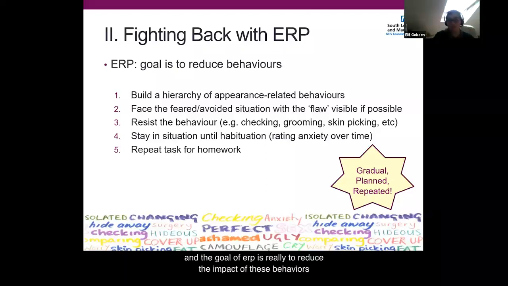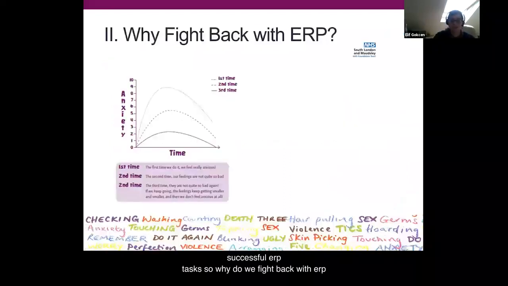And the goal of ERP is really to reduce the impact of these behaviours and the distress and the interference with daily life that causes. And we do this in a really gradual, planned and repeated way. So basing it on your hierarchy of appearance-related concerns, planning out what the exposure and the behaviour to be resisted will be, and staying in that situation until anxiety has come down over time without you having to do a BDD behaviour. And really repeating these tasks outside of the sessions, because we know that practice is a key component of successful ERP tasks.